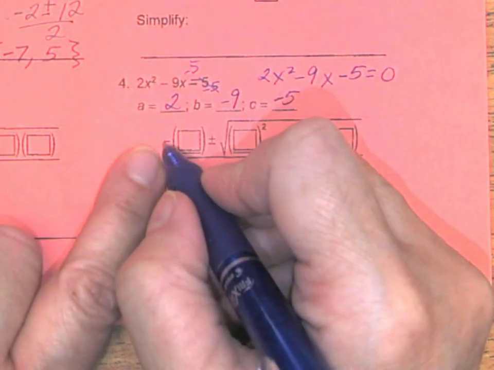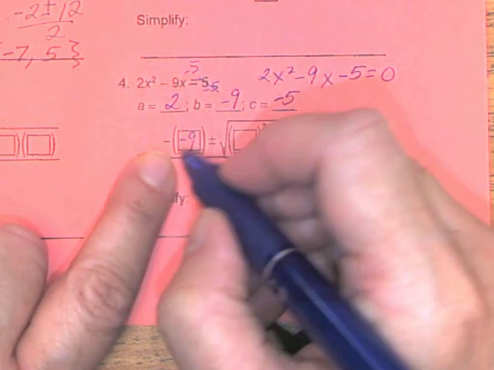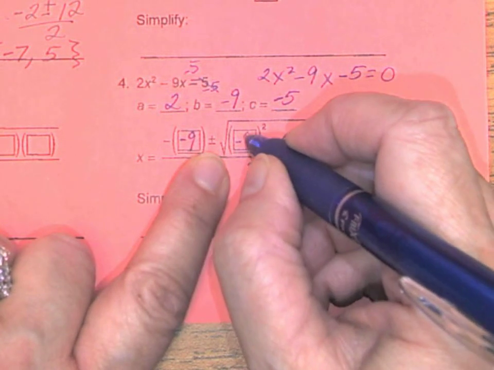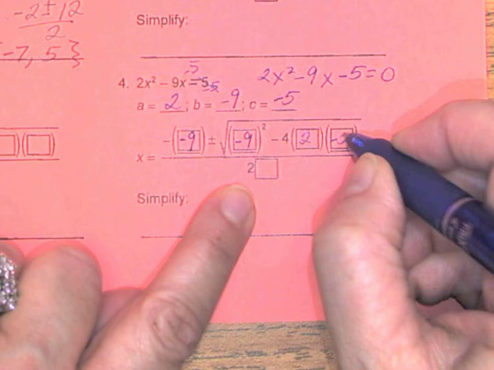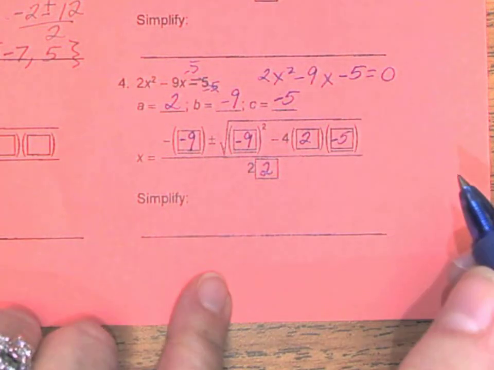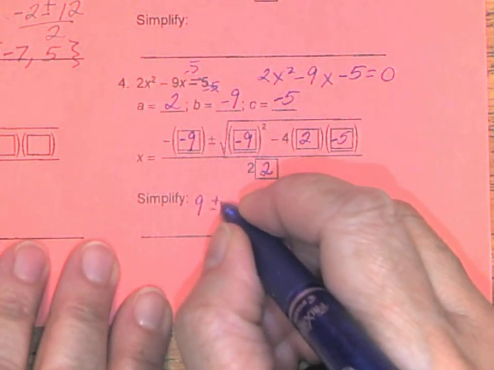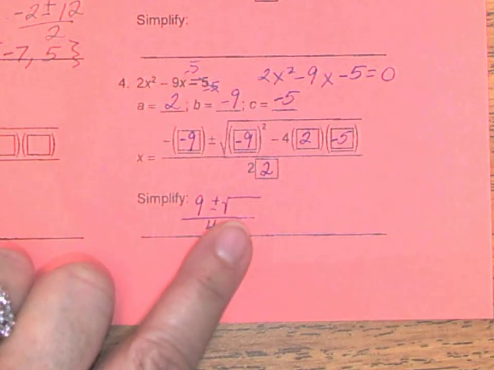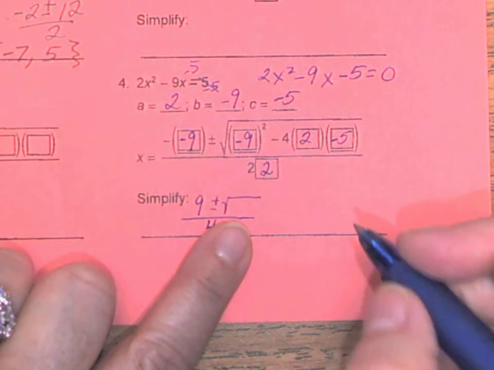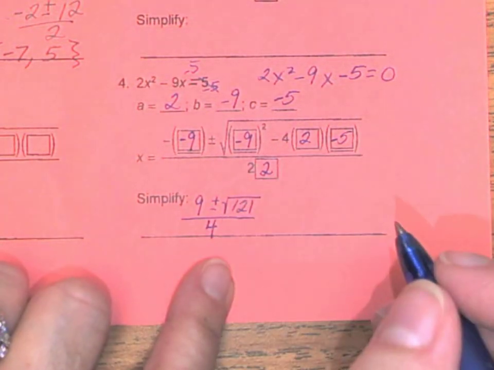Plug in negative B. B is already negative, so I need my negative negative. Negative 9 squared, be sure it's in parentheses, minus 4 times A times C. Now negative negative becomes positive. 2 times 2 is 4. Let me put this part in my calculator. 121. Perfect square.